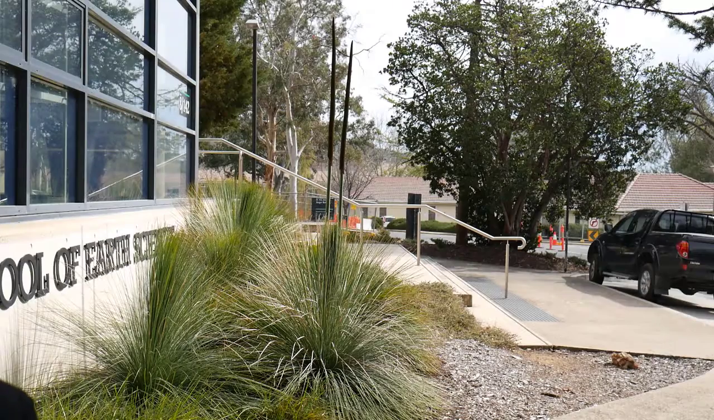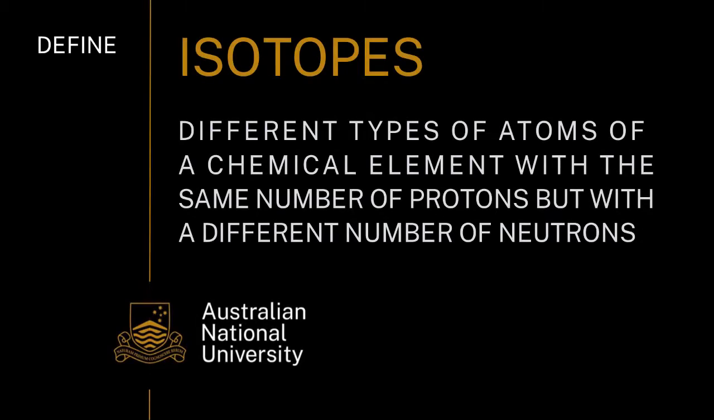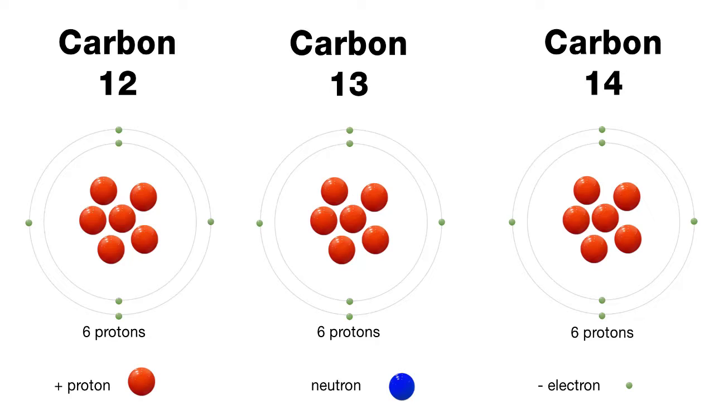Well, there are three types of carbon, and these are called different isotopes of carbon. So we've got carbon-12, carbon-13 and carbon-14, which is radiocarbon. They all have the same number of protons in their nucleus, so they all have 6 protons, and that defines an element, so they're all carbon. But they differ in the number of neutrons in their nucleus.